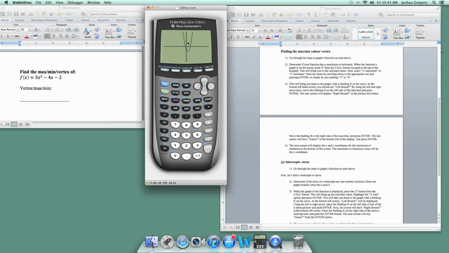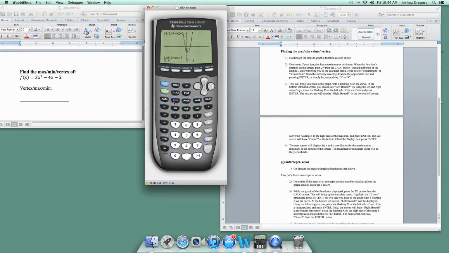Now we're going to actually find our vertex. Or in this case, since it is a low value when we look at our y-axis, this is a minimum. So what we're going to do is you push second and this calc here. And if you forget this, this is on the handout over here. Second, calc, and it's going to bring you to this calculate menu. Now, if you look down the options, we actually have options for minimum and maximum. So we're going to go down to minimum.